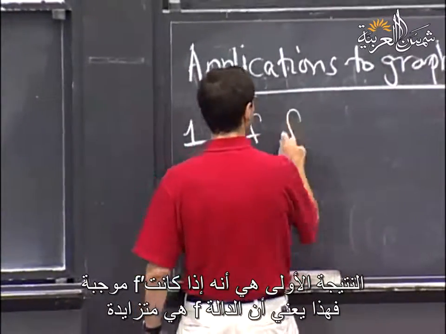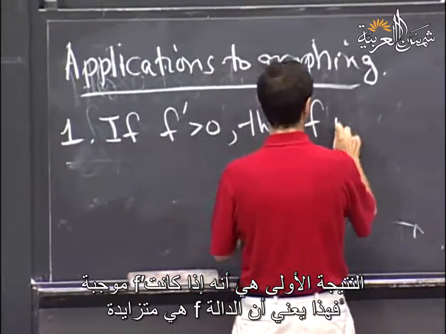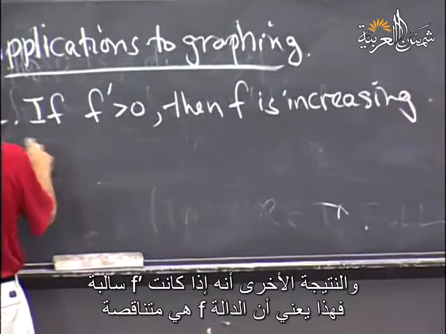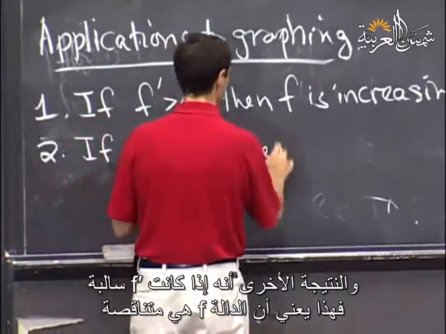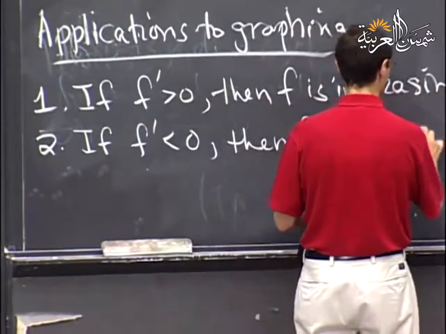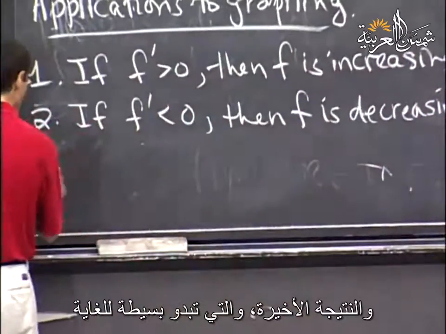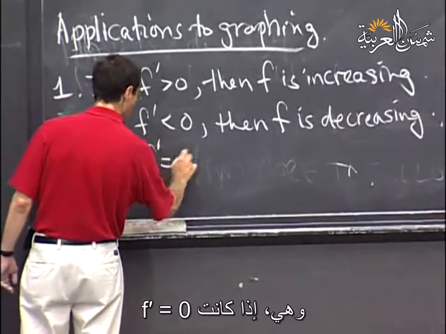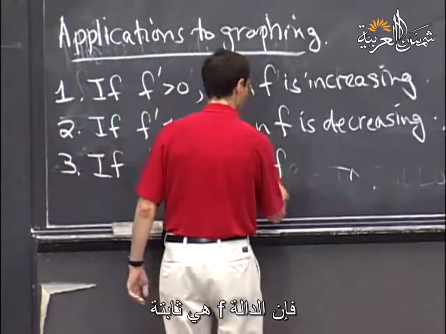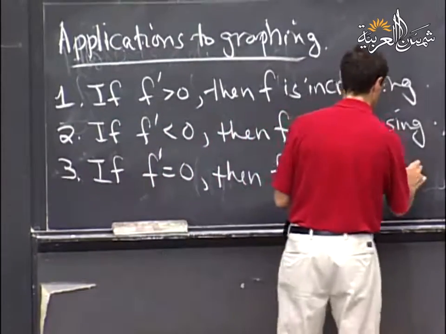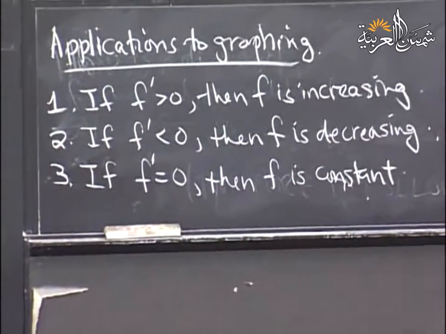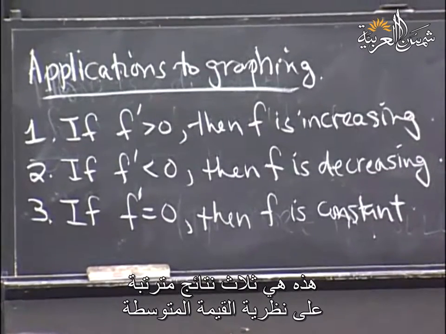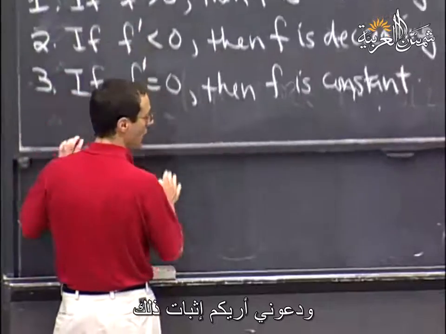So the first one is if f prime is positive, then f is increasing. And the second one is if f prime is negative, then f is decreasing. And the last one seems like the simplest, but even this one alone is the key to everything. If f prime is 0, then f is constant. These are three consequences now of the mean value theorem. And let me show you how they're proved.